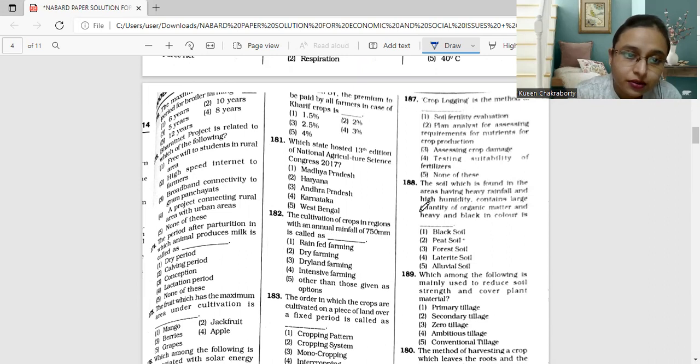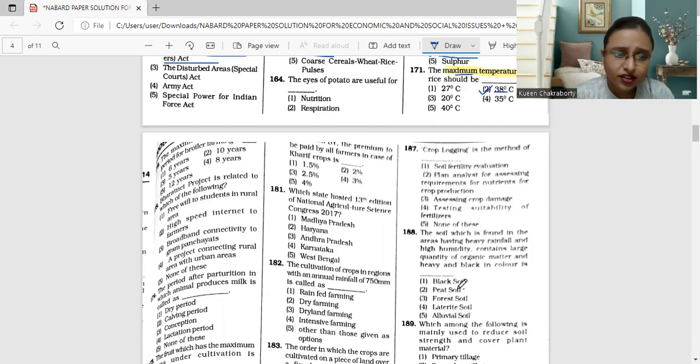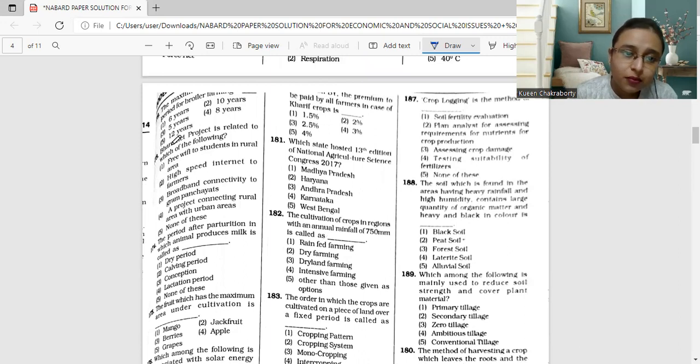The question is half cut here, so we will not be able to discuss the first question. We move on to the next, which is question number 173. The BharatNet project is related to which of the following? Free Wi-Fi to students in rural areas, high-speed internet to farmers, broadband connectivity to gram panchayats, a project connecting rural areas with urban areas, or none of these.